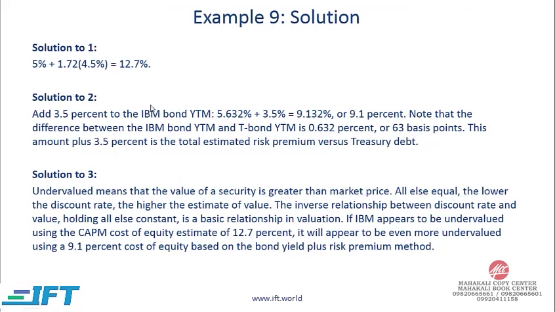So here is what the curriculum says. This is the solution to 1, the CAPM approach. Then 9.1 is the solution using the bond yield plus premium approach. And this is the comment in response to question 3.